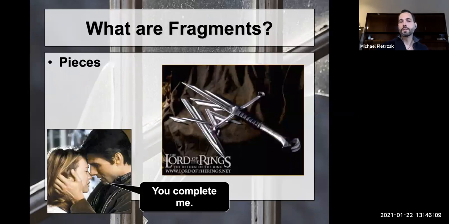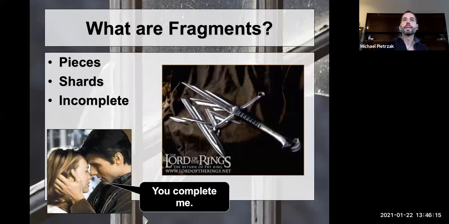So what's a fragment? Hopefully you know that it's shards, it's pieces, it's something that's incomplete. A fragment is the edge of a torn piece of paper. It's half a map, the treasure map. So let's try to figure out how we make a complete sentence.